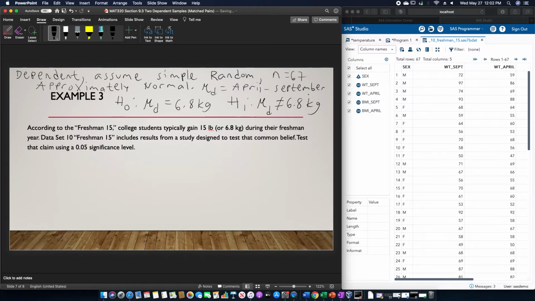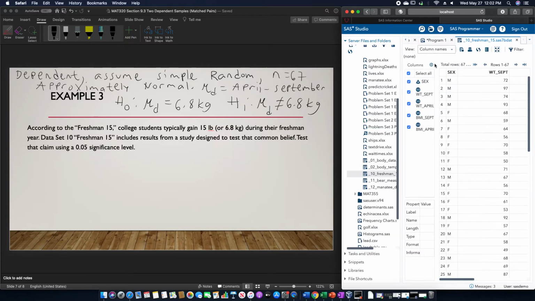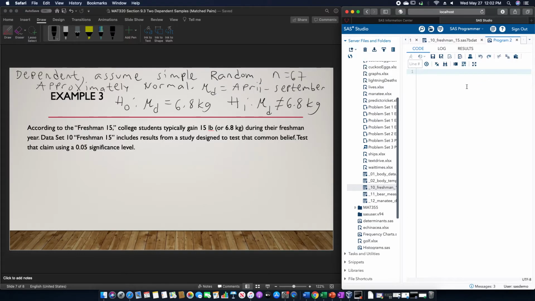In order to do this, we're going to look at the confidence interval, although the p-value will certainly give us the same answer. Because we have this already in SAS, I don't really need to do anything else to actually use it. Let me very quickly make a new program so we can use that data set. For this, we are going to use, again, the procedure t-test. This data is going to be in _temp0, and we are using the freshman 15 data set: _temp0._10_freshman_15.